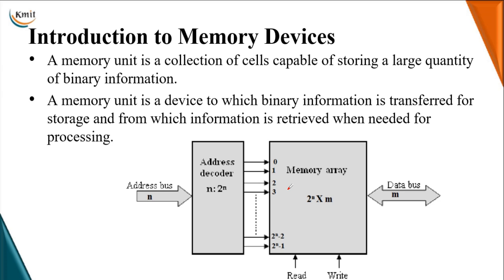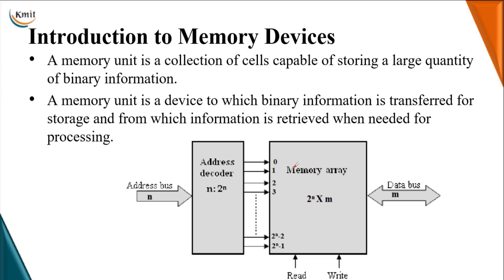A memory device is a collection of binary cells where it can hold binary or digital data. So it can store either a 0 or a 1. Based on the data bus length, it can hold n data bits. Here I have given 2 power n into m. This is the order of the memory device, where it has a total number of memory locations of 2 power n, and each location can hold m data bits.